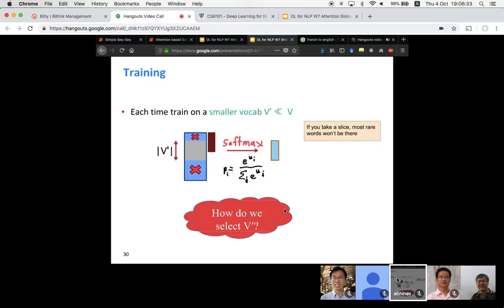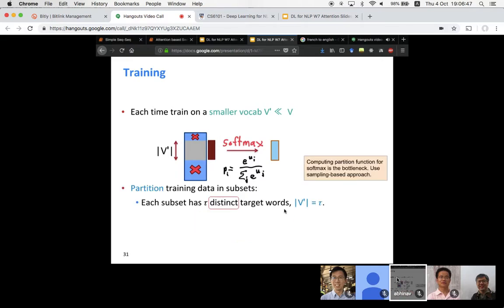So what you're doing is you're just trying to select a smaller vocabulary. Then you do a softmax on each batch. So in this manner, you make the training process faster. The way to do it is to partition the training data into subsets, and every time you just do a softmax on the subset.